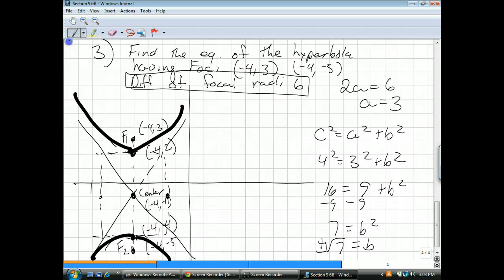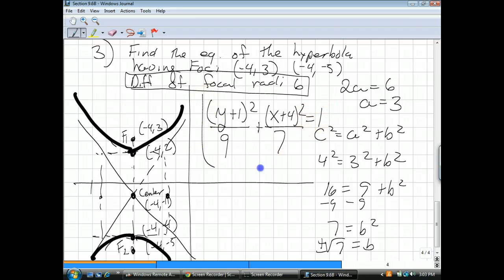But since it opens up and down, we know it's going to be y squared in the front. So it's going to be y, and our center was at -4, -1, so y plus 1 quantity squared over a squared, and a squared was 9, plus x plus 4 quantity squared over 7 equals 1. So there's the equation of our hyperbola.